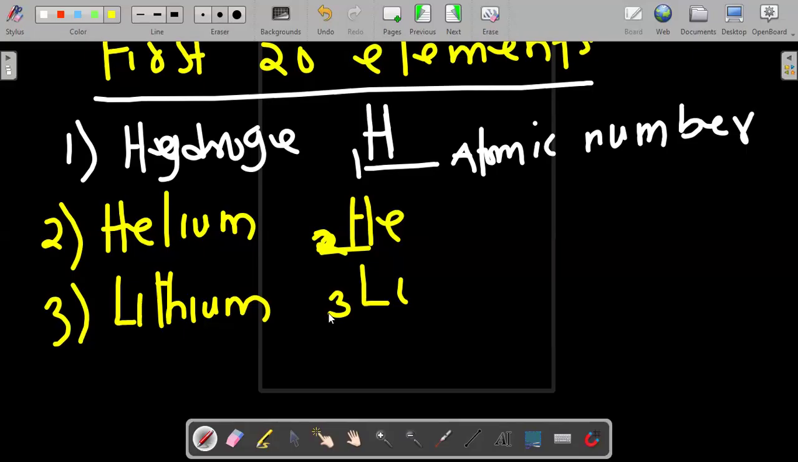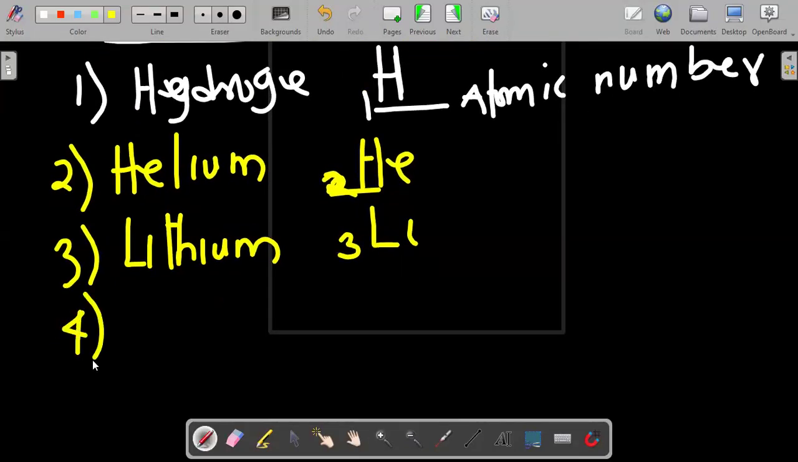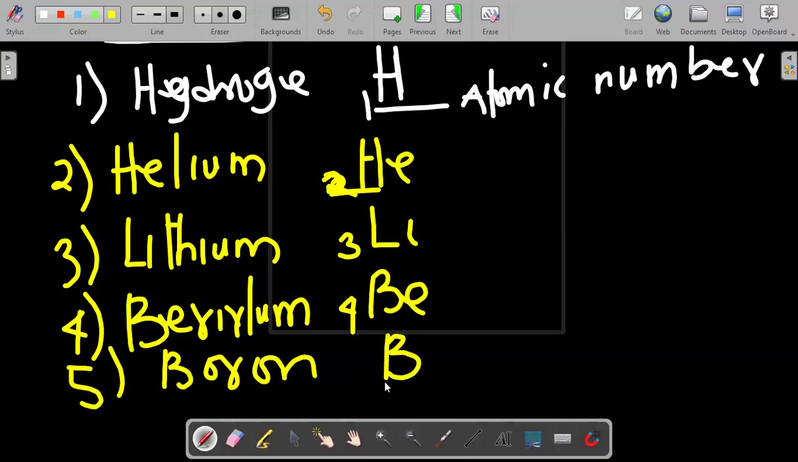Okay. Then number 4, we have beryllium, which is Be. Number 4 is beryllium. Then number 5, we have boron, which is just B, at number 5. So I'm going to list the first 20 elements and the acronyms you can use to remember them.